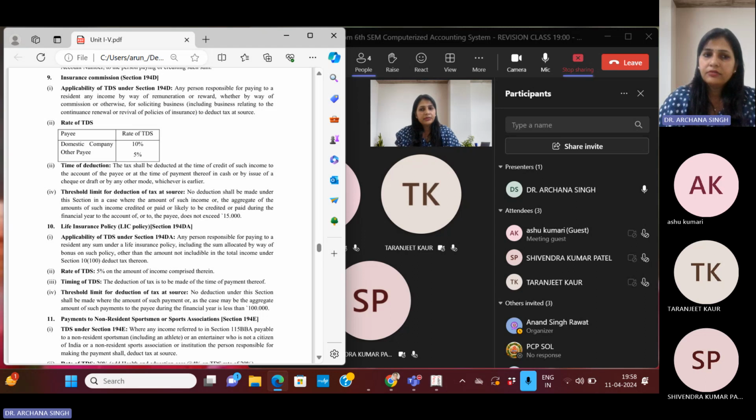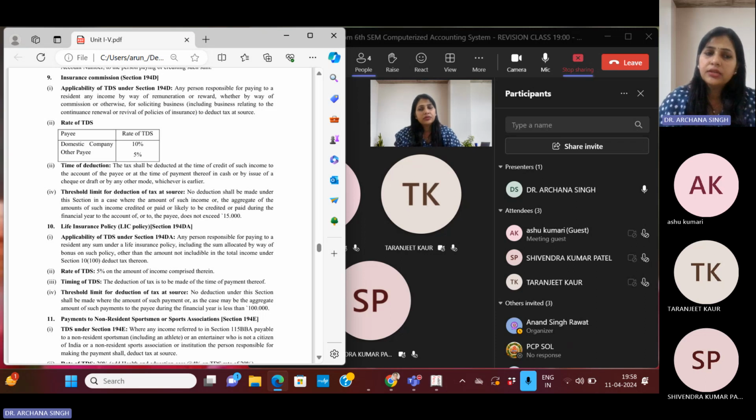And what will be the timing of that deduction? When they are making the payment, whether in cash, or through issue of cheque or draft, whichever mode they are using, and whichever is earlier. Okay, so whichever mode they use earlier, that mode will be the time of making the deduction.